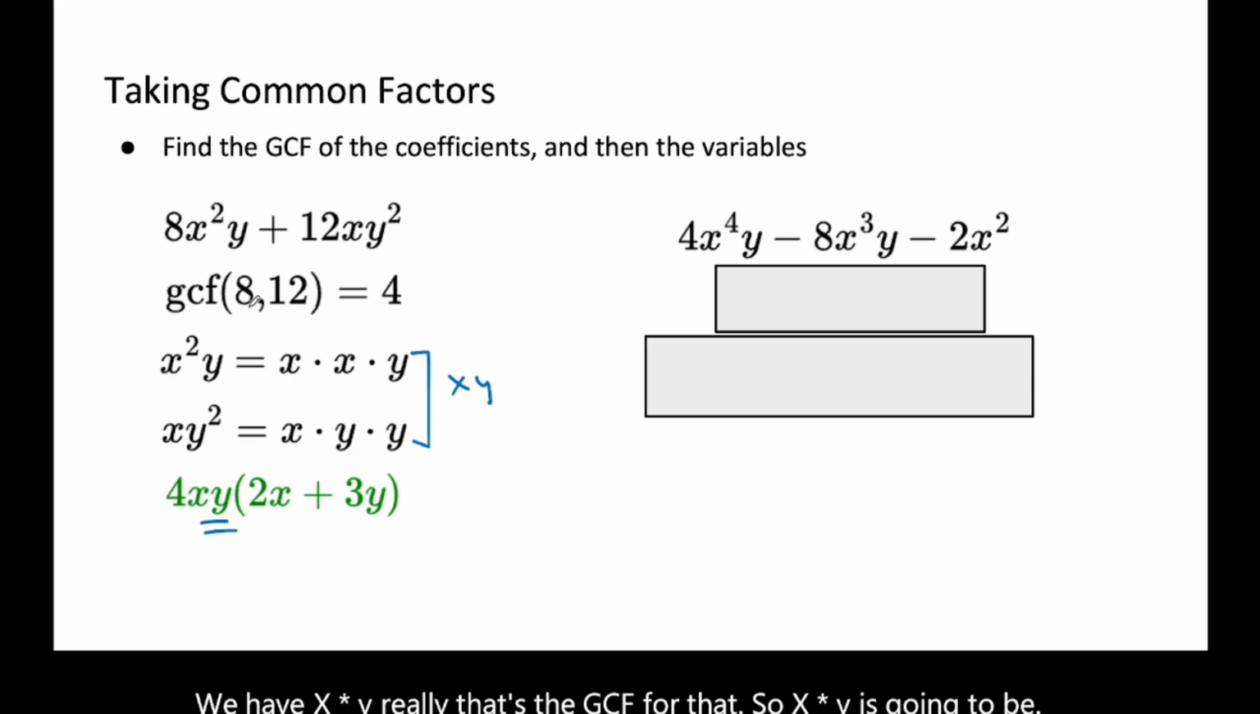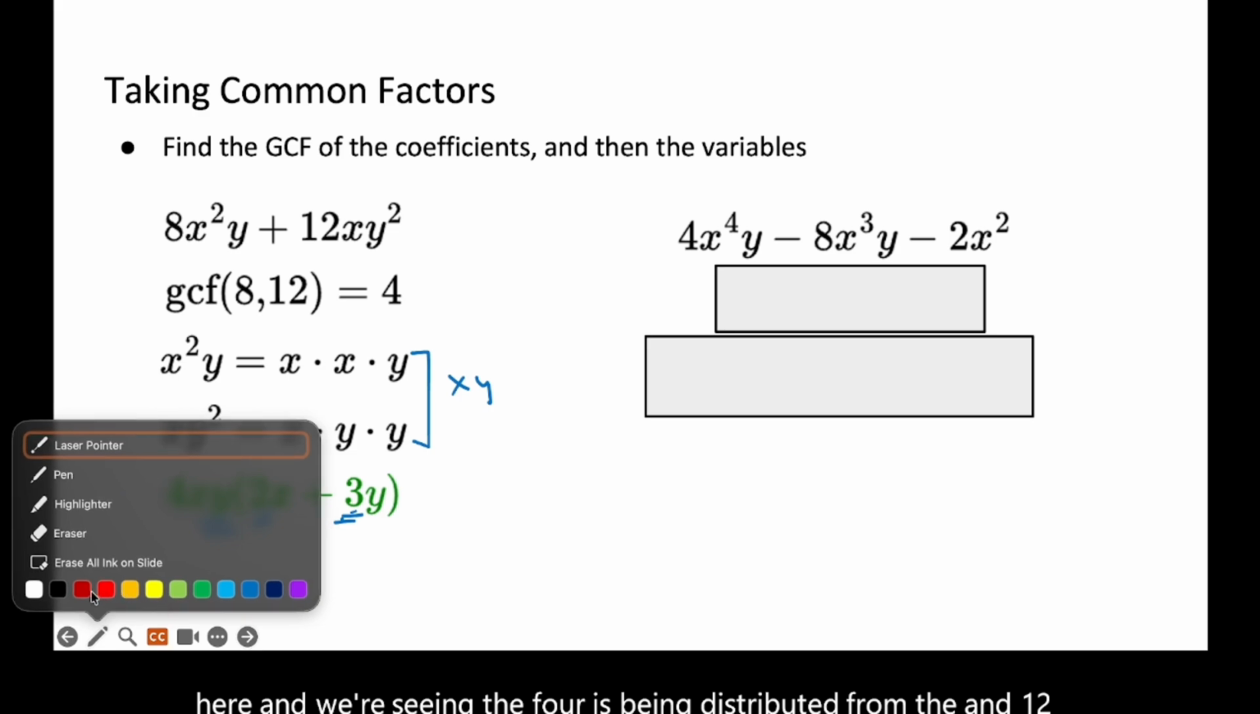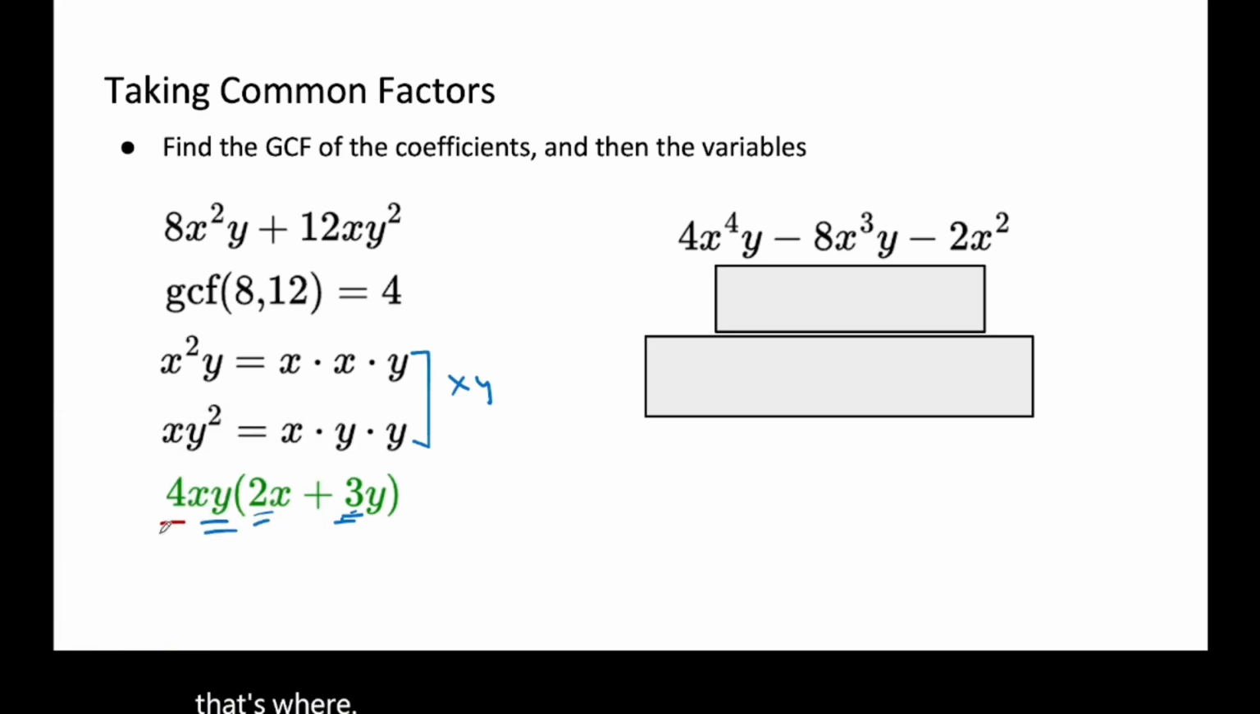And we're seeing that the 4 is being distributed from the 8 and 12. That's where these numbers are coming from. And the x and y, they could just be distributed out. So the leftover terms, the x and the y, are really what's going to happen. So 4xy is essentially the GCF. So 4xy, you distribute that out. That's going to give me 2x because 4xy times 2. You can kind of see it like this for the leftover terms.